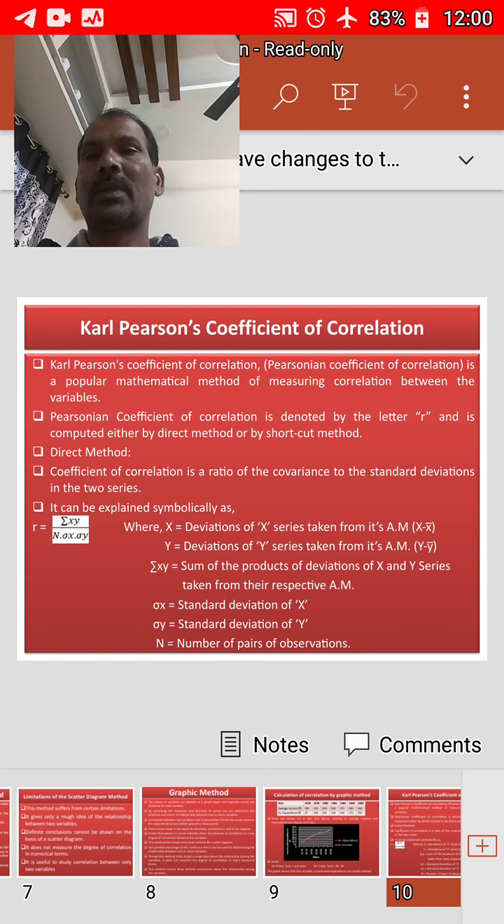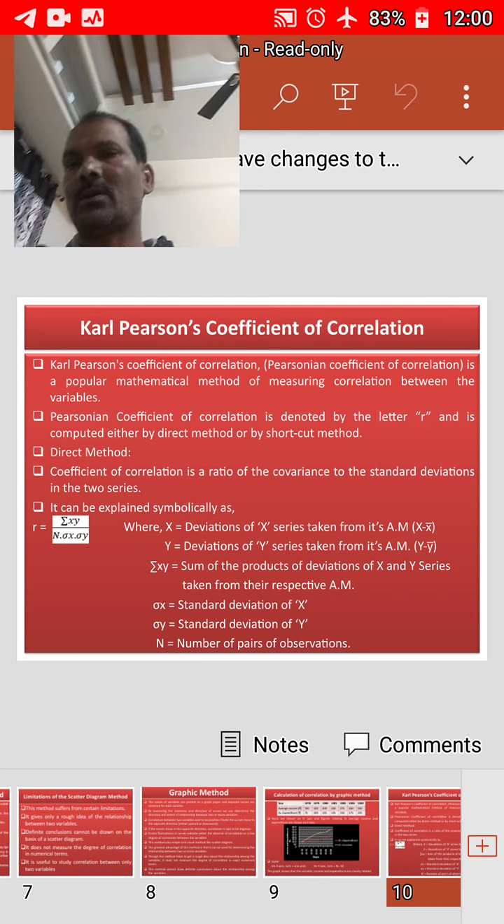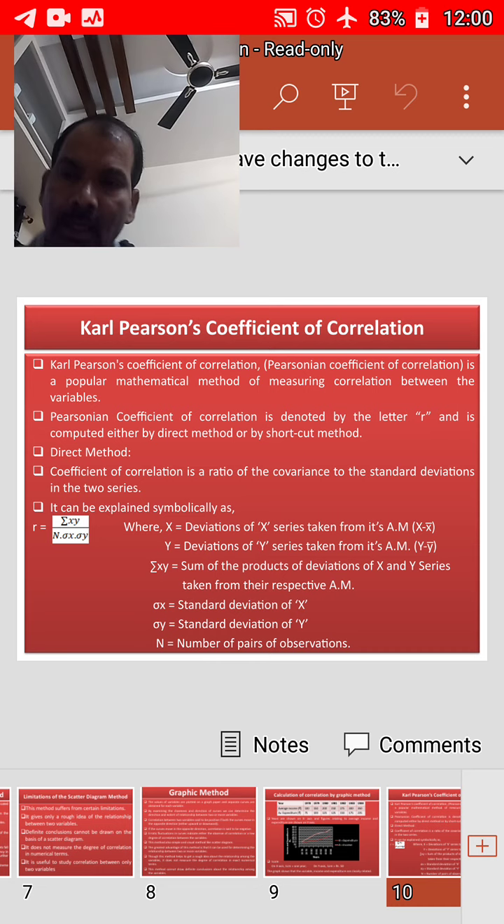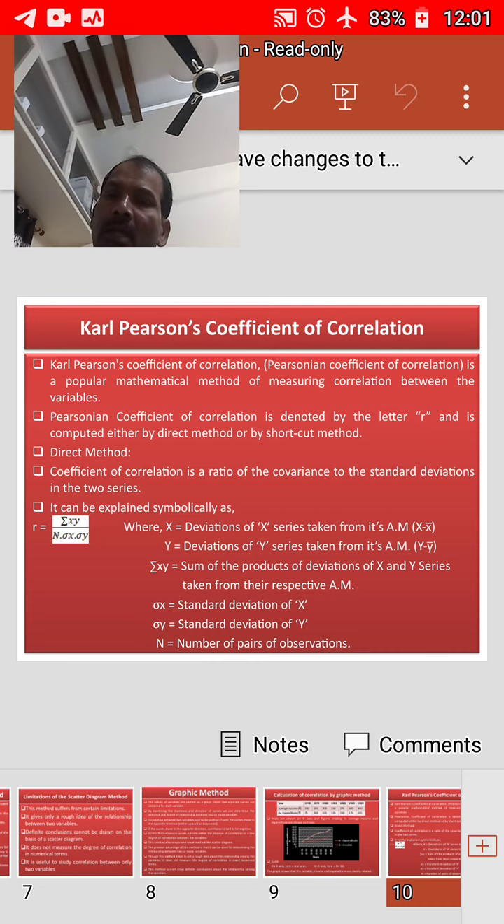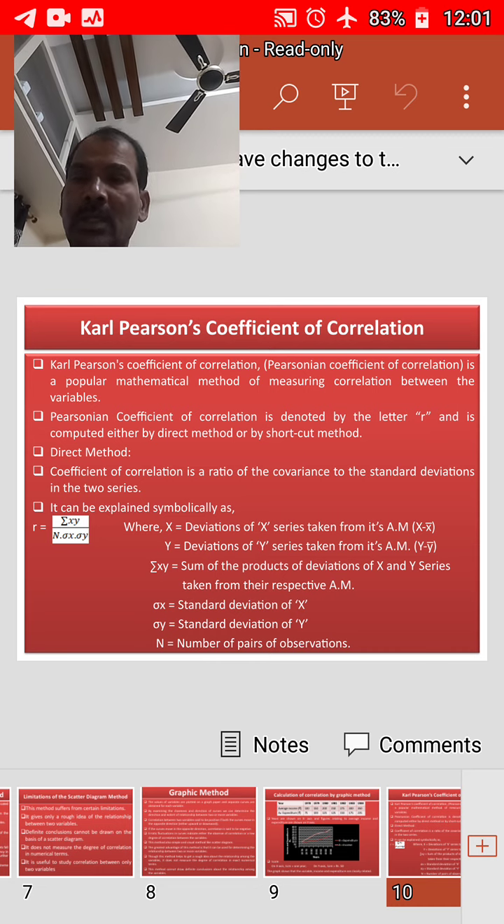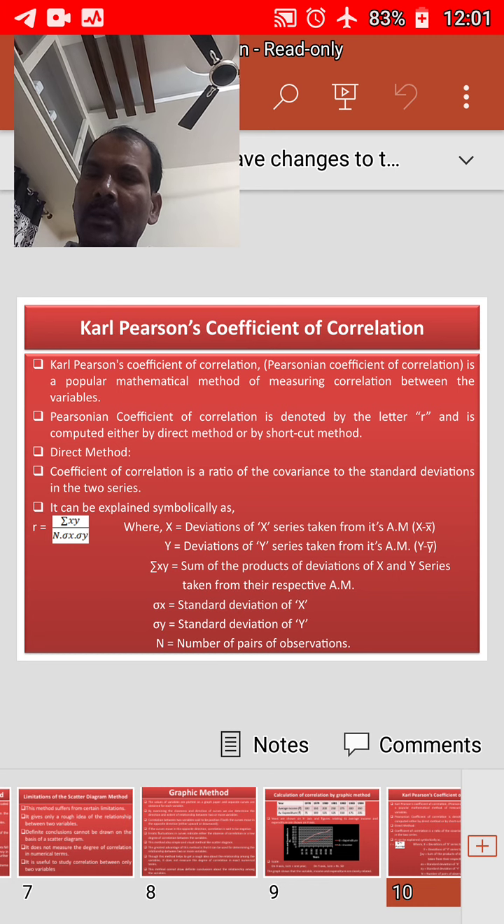And the number of pairs of observations, that is n, where some of the frequencies we are told, but here we are taking two pairs of observations. Okay, two series we are considering. Hence, as we are considering two or more series, the number of pairs of observations pertaining to the given series is called n. Okay, it can be represented with n.